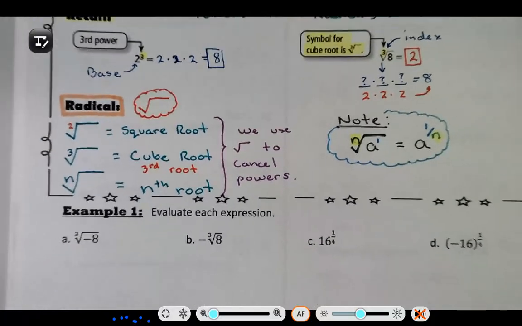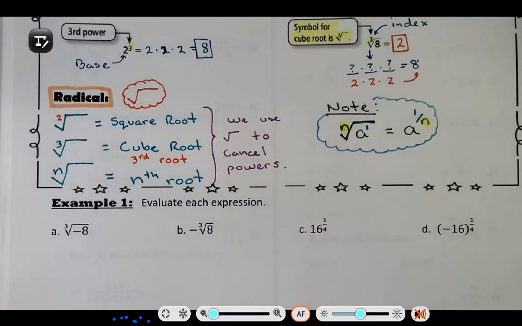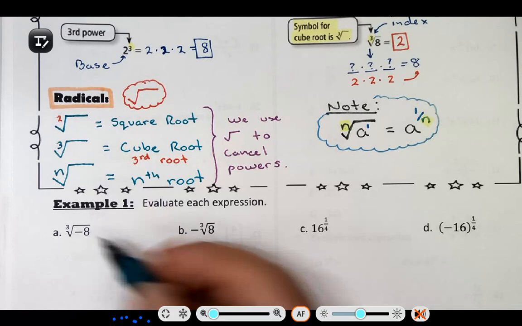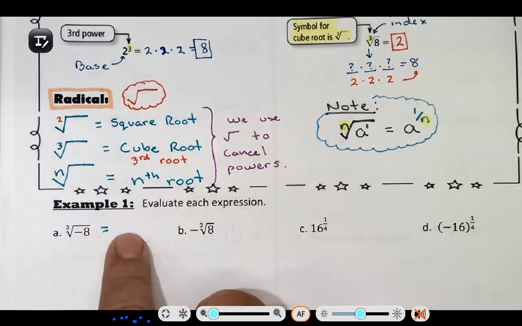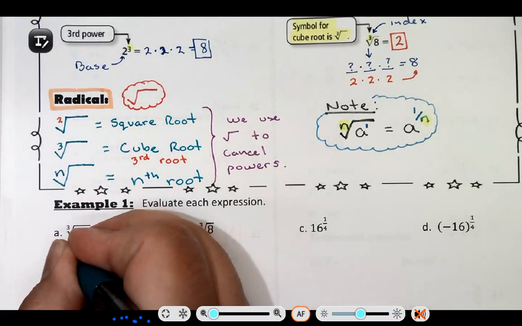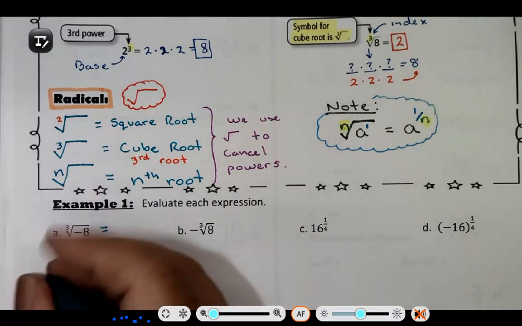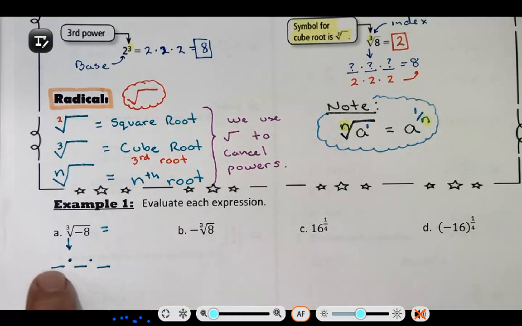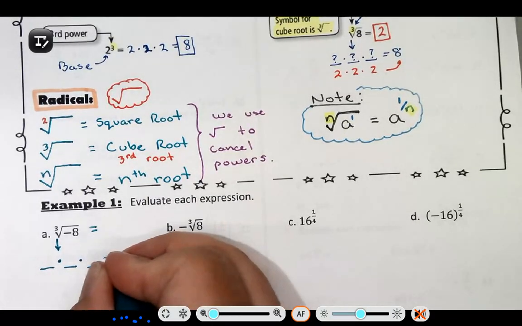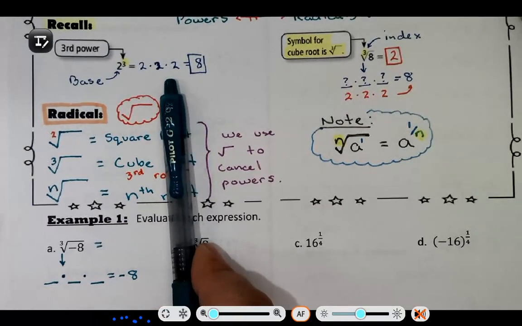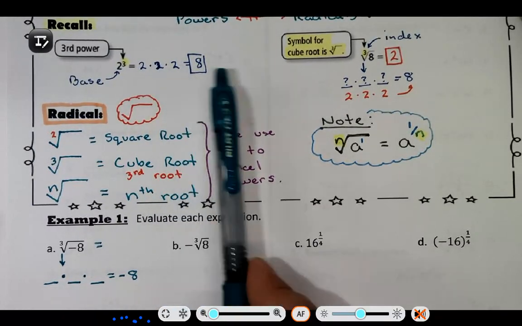So we're going to look at example number 1. It says evaluate each expression. And so it says the cube root, or the third root, of -8. All right, now remember, I only need one number here. I don't need anything else. I only need one number. But because it's a power of 3, a cube root, the question is, what number do I multiply 3 times, and it's got to be the same number, so that I get -8 as a result? Well, we kind of saw it earlier, right? A little cheating here, but look, 2 times 2 times 2 is equal to 8.